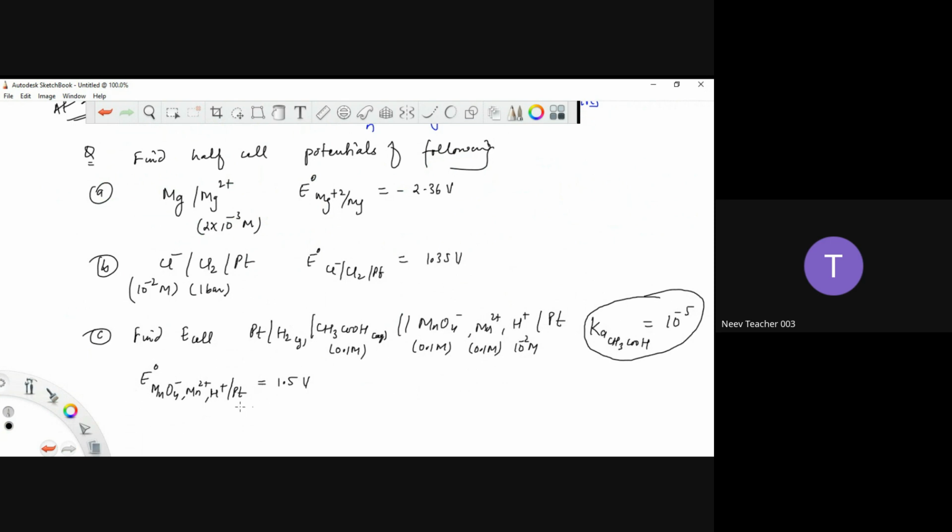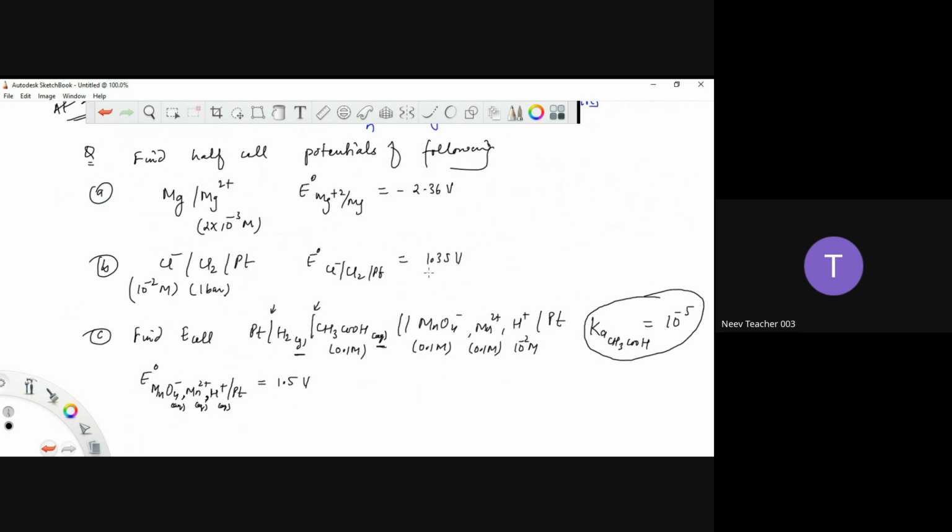You will see how I am representing it. Whenever there is a phase change, I use this single slash bar. The gas is there, aqueous is there, so there is a phase change. To separate them particularly, I use that separator. But whenever there is no phase change, and these are all in aqueous, I just use a comma to separate them. You also need to include that while you represent the cell.